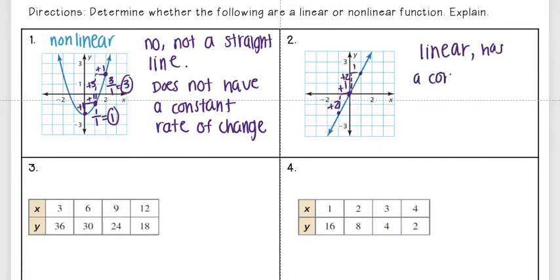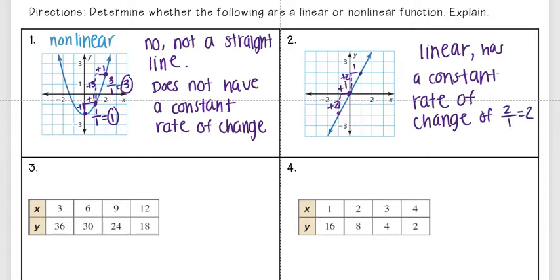has a constant rate of change of 2 over 1, which equals 2. Because again, change in y, or difference of y over difference of x. And so I go up 2, that's my y, since I'm going up. I go right 1, which is my x. So that's for looking at graphs.